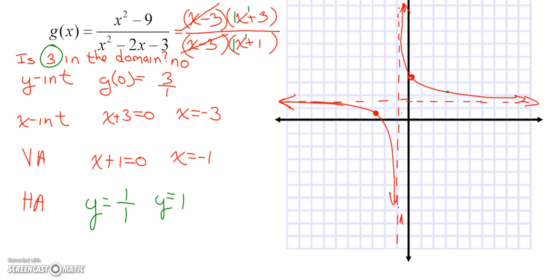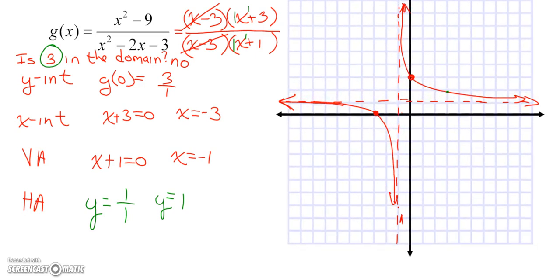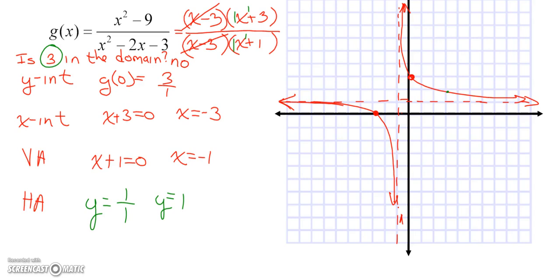So what we need to do to fix that is you need to put an open dot right where 3 is on the graph. It means that that singular point is not in the domain, but everywhere else is.